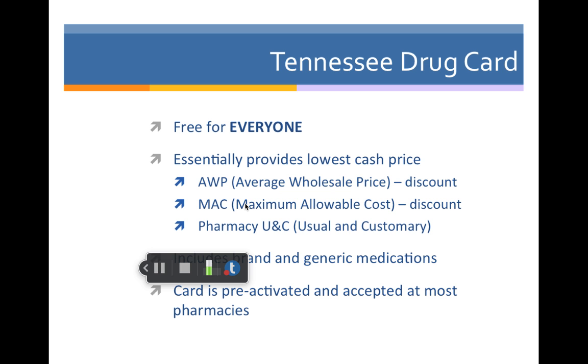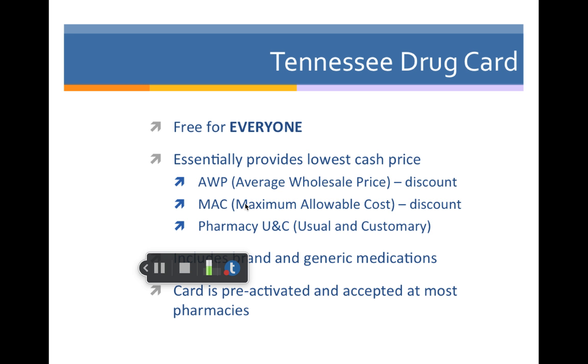And that can also be referred to as retail price, cash price, or promotional price. When pharmacies send this card through the switch and try to adjudicate a claim for this, there's no reimbursement that's coming to the pharmacy from any type of a PBM or any type of an agency. The pharmacy is just agreeing to accept a lower cash price than they would otherwise. It includes both brand and generic medications, and then the card's pre-activated and accepted at most pharmacies. So once the patient prints that card out, it's good to be used.